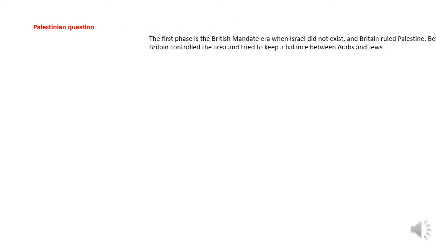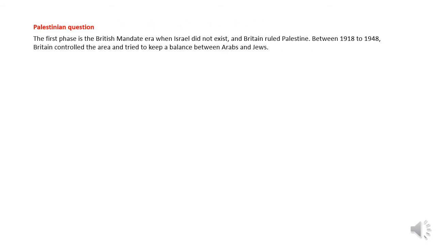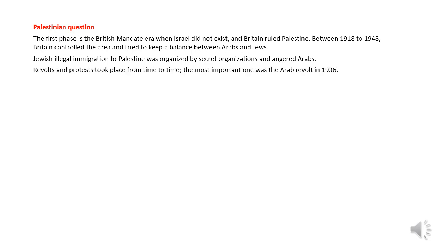The Palestinian question. The first phase is the British Mandate era, when Israel did not exist, and Britain ruled Palestine. Between 1918 and 1948, Britain controlled the area and tried to keep a balance between Arabs and Jews. Jewish illegal immigration to Palestine was organized by secret organizations and angered Arabs. Revolts and protests took place from time to time. The most important one was the Arab Revolt in 1936.